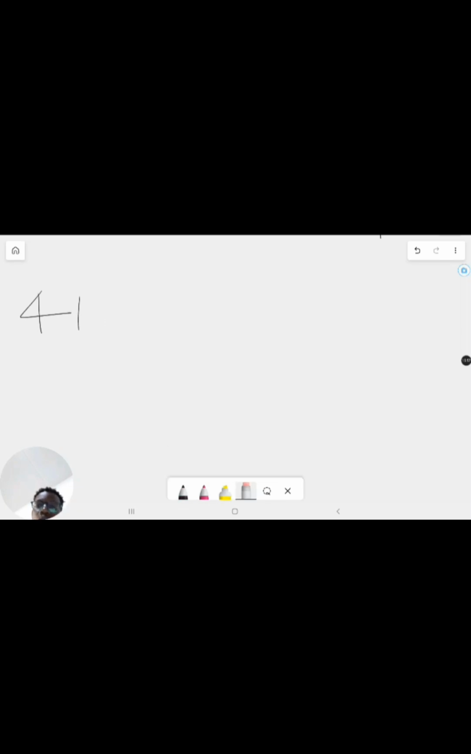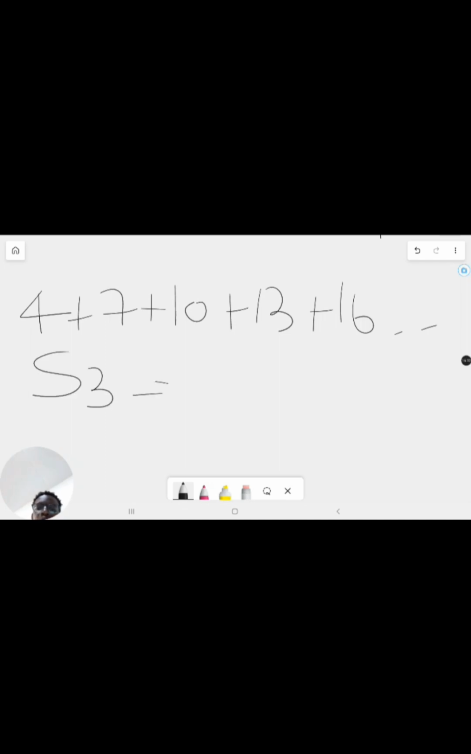Let me write it out more neatly. I had 4 plus 7 plus 10 plus 13 plus 16, etc., etc. And I asked you to give me S3. What does this mean? This means that I want you to take the first three terms and add them and give me the answer.